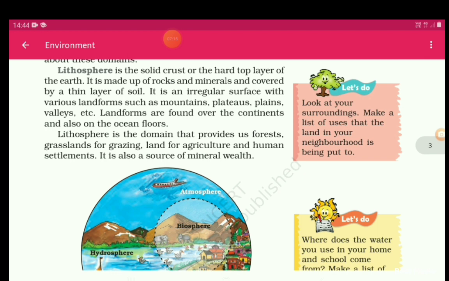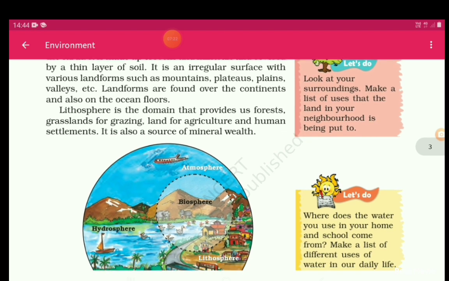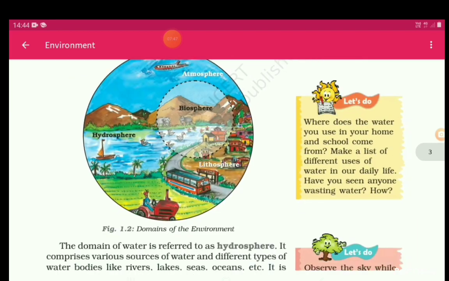It is an irregular surface with various landforms such as mountains, plateaus, plains, valleys, etc. Landforms are found over the continents and also on the ocean floors. Lithosphere is the domain that provides us forests, grasslands for grazing, land for agriculture and human settlements. It is also a source of mineral wealth. Now let us read the next one.